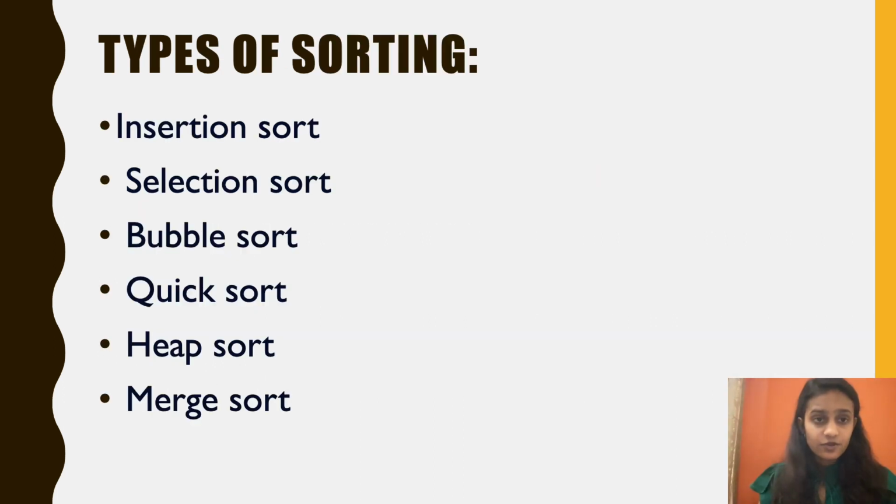Let us know the types of sorting: insertion sort, selection sort, bubble sort, quicksort, heap sort, and merge sort. In this presentation, we are going to discuss quicksort and how it works.